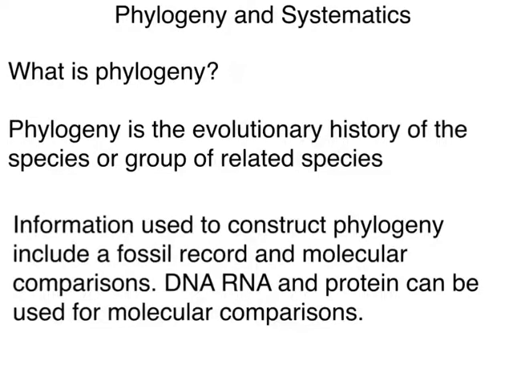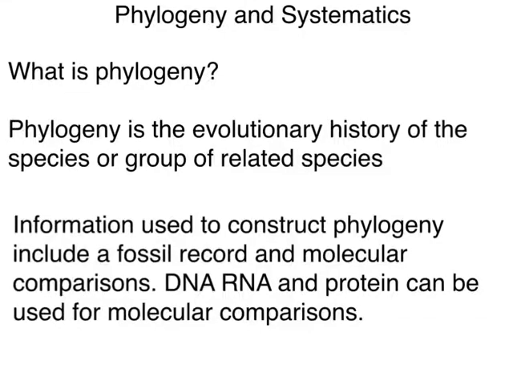Phylogeny is the evolutionary history of a species or group of related species. So it could be one particular species, or it could be a group of related species. Let me give you an example of that. It could be just humans and their direct ancestors, or it could be the entire group of apes that are technically related to humans. So it could be either of those.